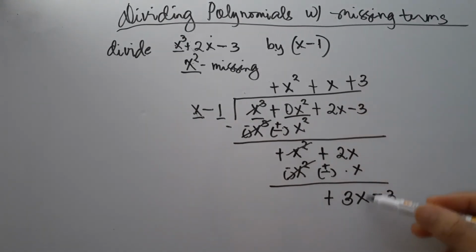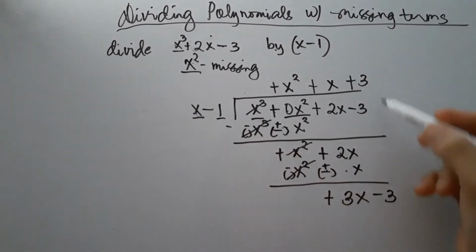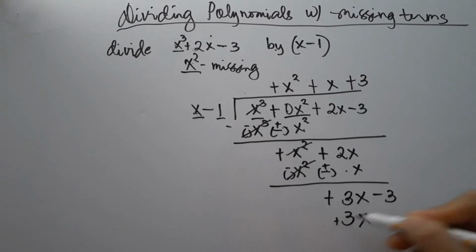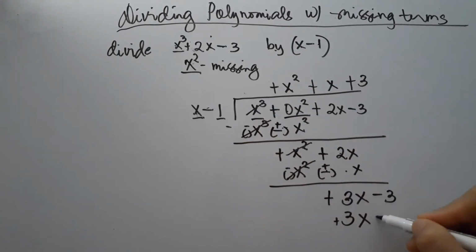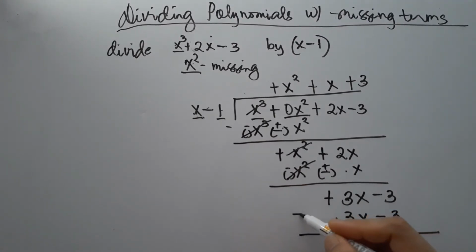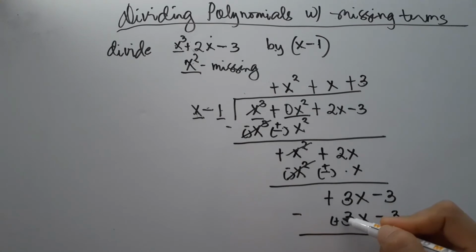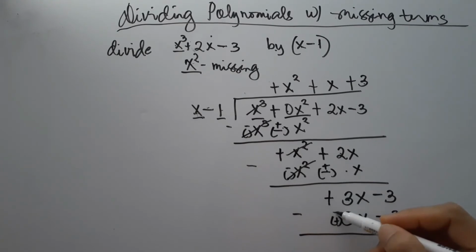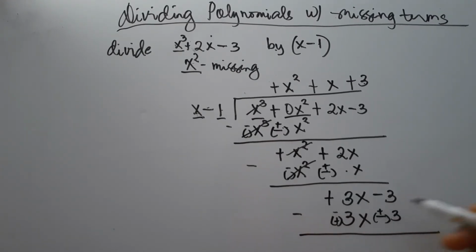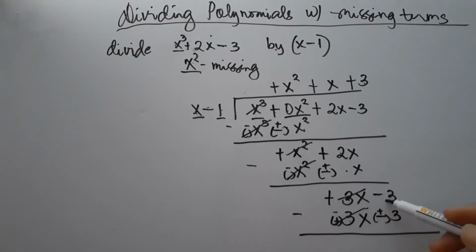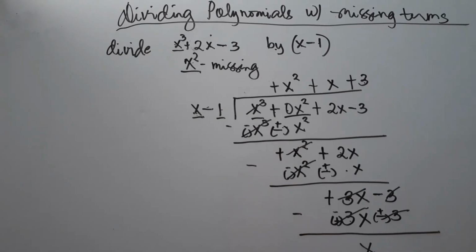then 3 times x becomes 3x, then 3 times negative 1 becomes negative 3. And then subtract. Remember the subtraction. We change all the signs in the second row of polynomials. Positive becomes negative, and negative becomes positive. Since it is subtraction, we cancel out this, it becomes 0, and the answer is 0.